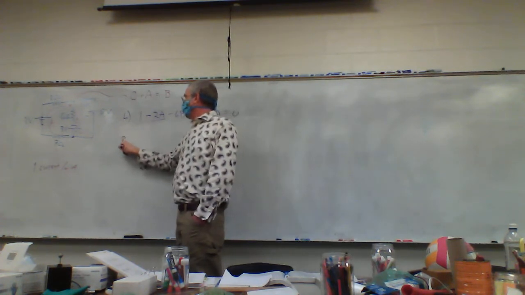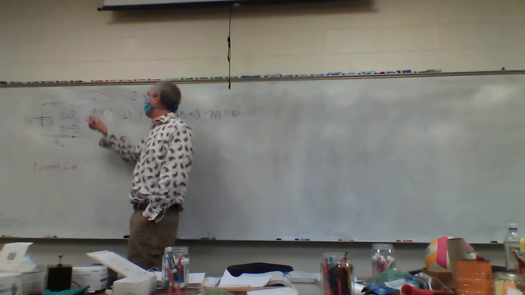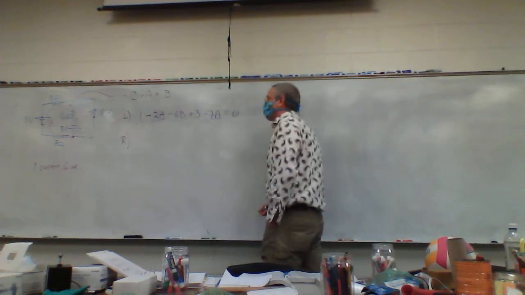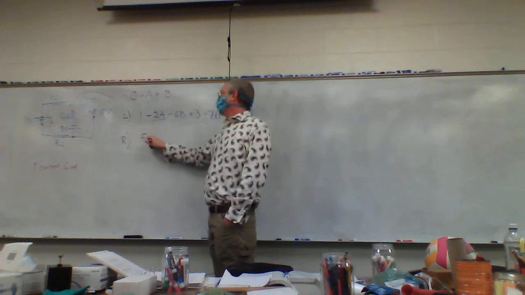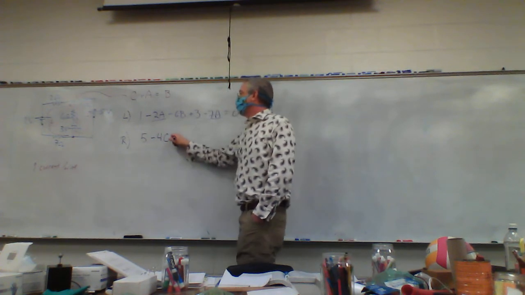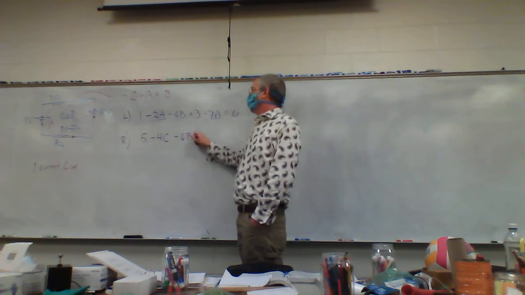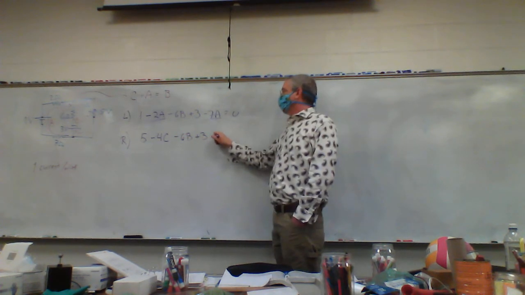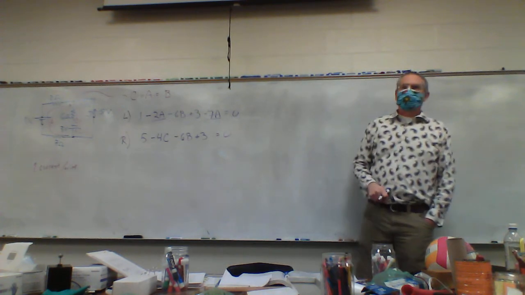All right, my right loop. Let's start here and go that way. What is this one going to be? Times 4C, or C. Minus 6B plus 3. Because we end up back where we started.